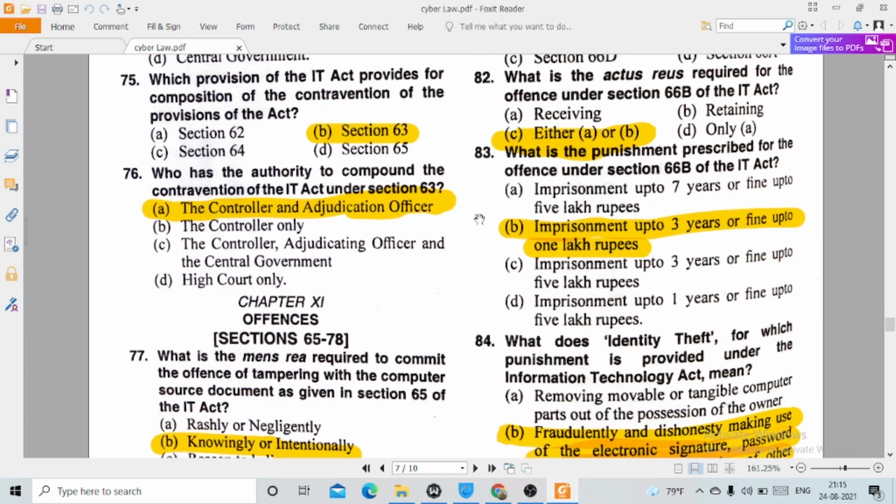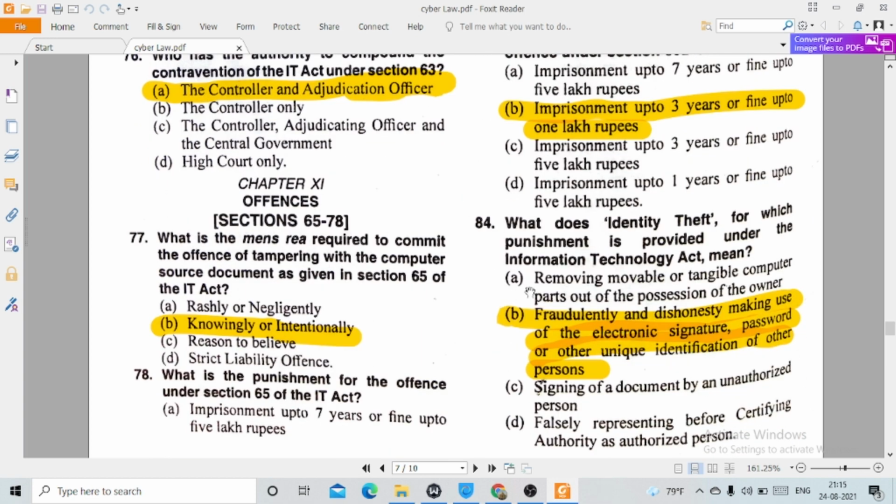Now we will deal with the most important chapter, which is chapter 11, offences, sections 65 to 78, and the questions are generally asked from this chapter. So remember, this chapter, offences under the IT Act, is given under chapter 11 and the sections are 65 to 78. 77. What is the mens rea required to commit the offence of tampering with the computer source document as given in section 65 of the IT Act? This is option number B, knowingly or intentionally.